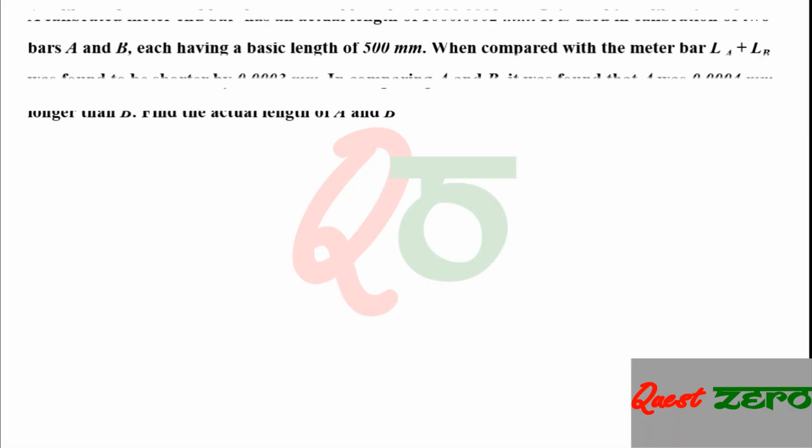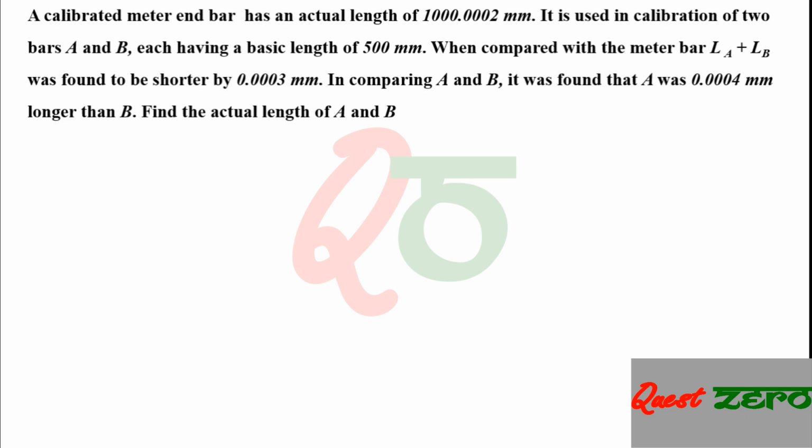We'll begin with a question that we may come across. The question may state: a calibrated meter end bar has an actual length of 1000.0002 mm. It is used in calibration of two bars A and B, each having a basic length of 500 mm. When compared with the meter bar, LA plus LB was found to be shorter by 0.00003 mm. In comparing A and B, it was found that A was 0.0004 mm longer than B. Find the actual length of A and B.